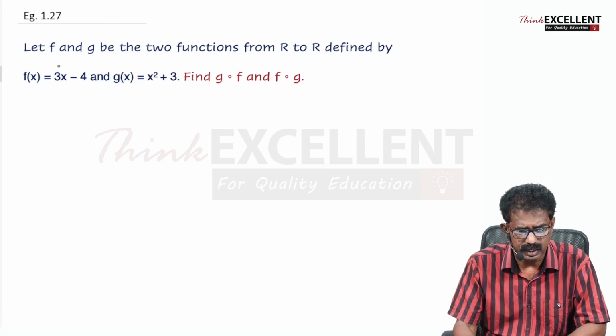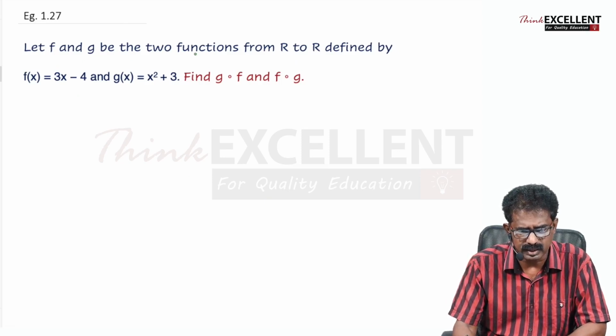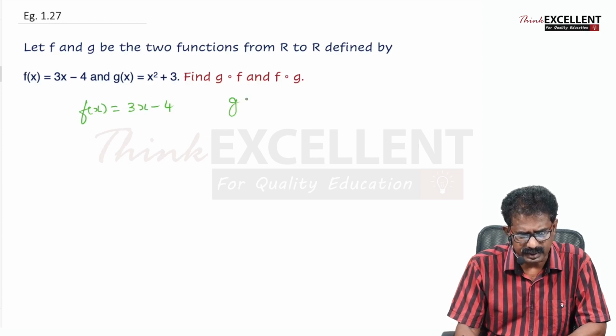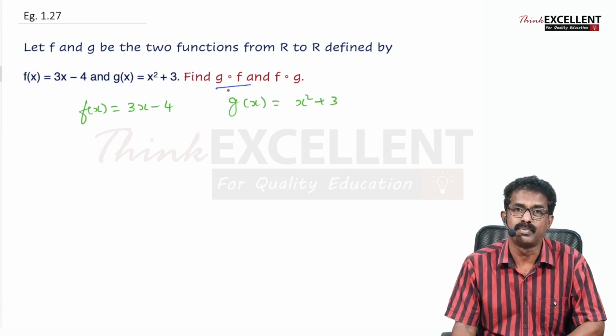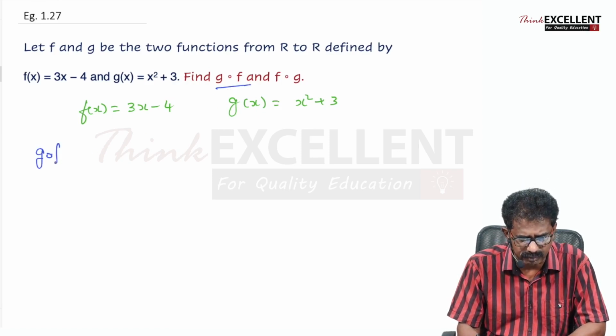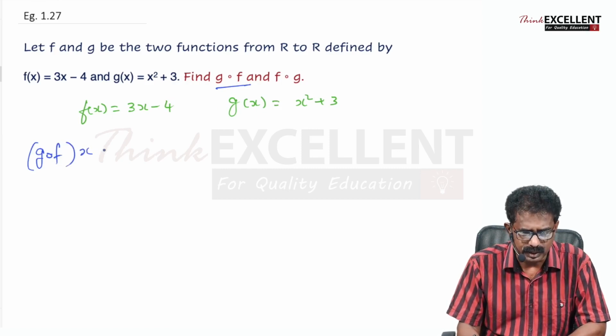Look at this question. f and g are two functions from R to R defined by f(x) = 3x − 4 and g(x) = x² + 3. See, first what they asked, first we want g composition f. So to find g composition f, you find (g∘f)(x). So that is g of f(x). What is f(x)? 3x − 4.